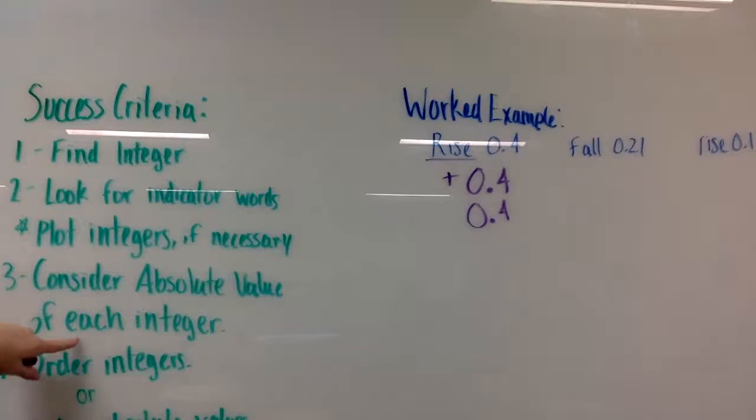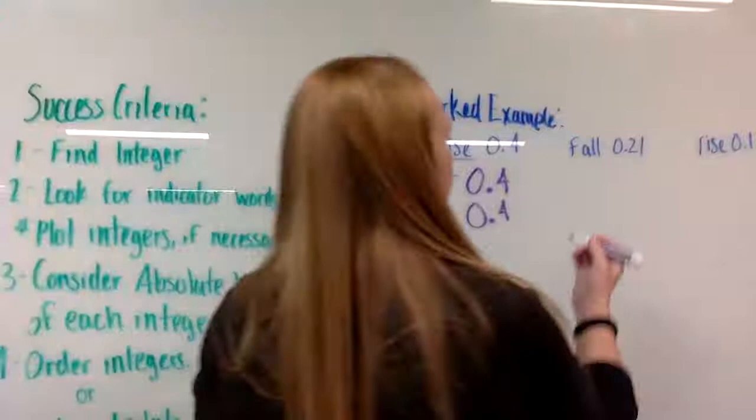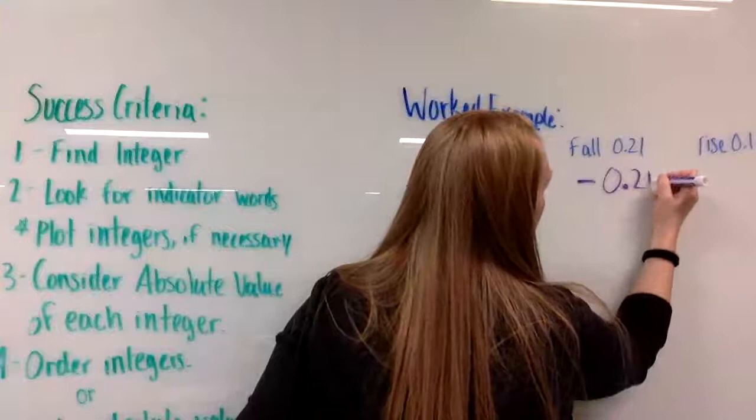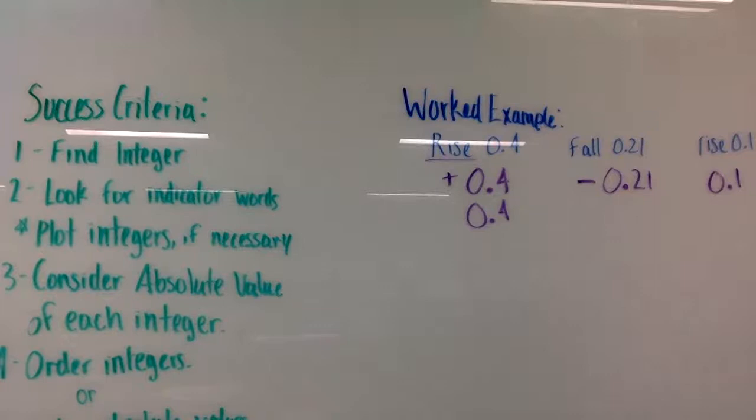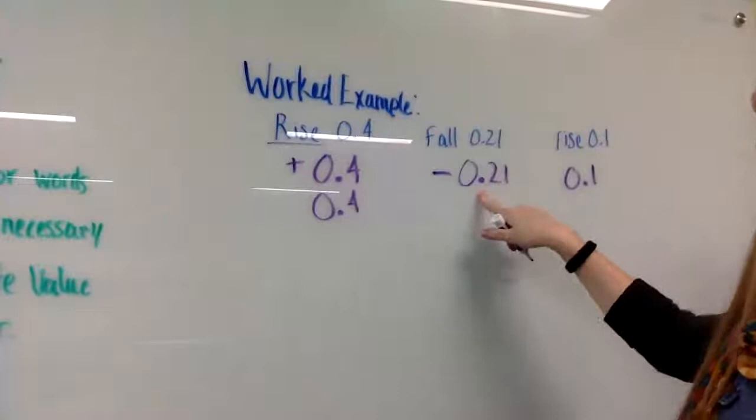Okay, so fall of 21 hundredths. Fall means a loss, negative 21 hundredths. And then finally, a rise of 1/10 would be a positive 1/10. So the three integers that I'm working with are 4/10, negative 21 hundredths, and 1/10.